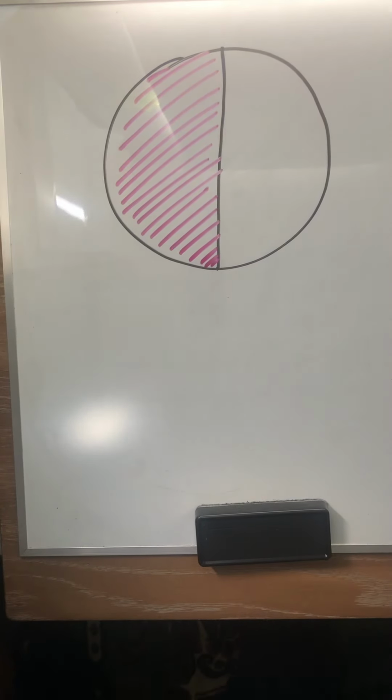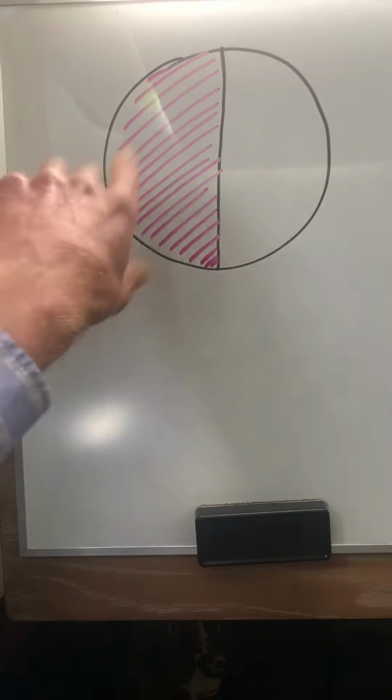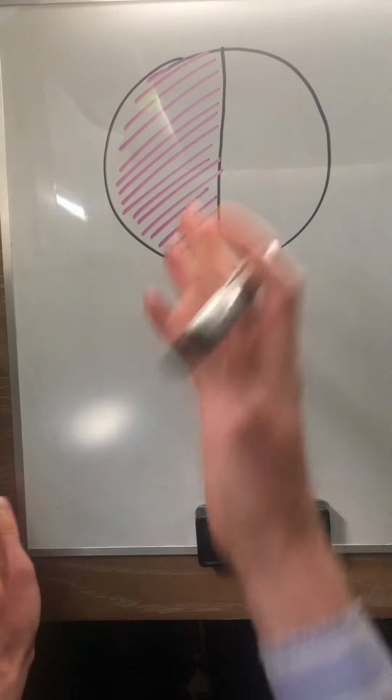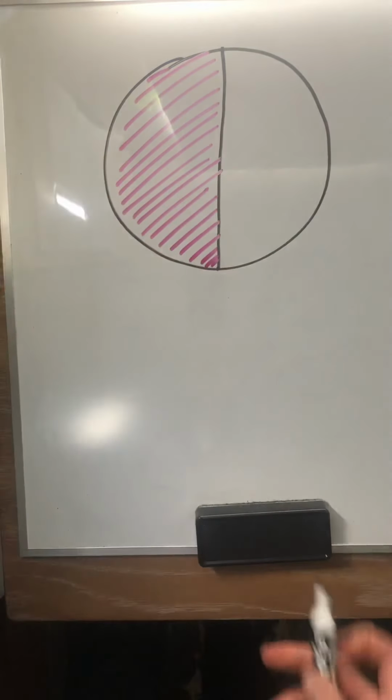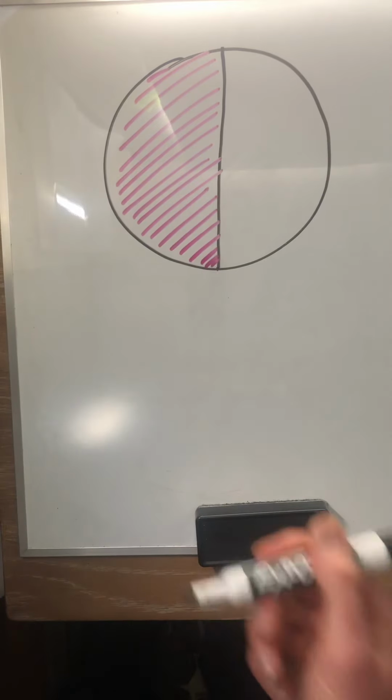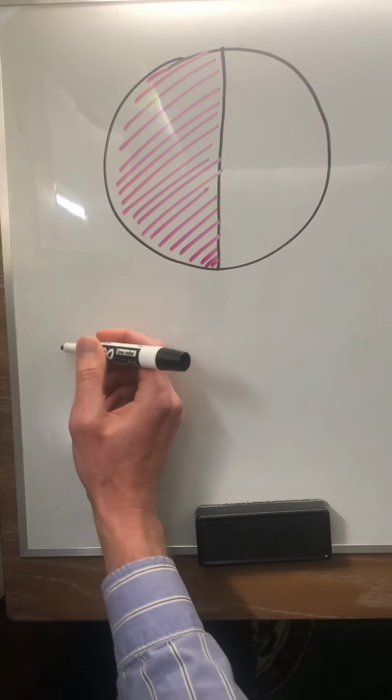So if you have this shape, let's pretend like it's a food item. I'm just going to pretend like it's pie. How about apple pie? So I've got the whole pie cut in half, and somebody says, hey Daniel, you can have half of this pie. So how much do I have?